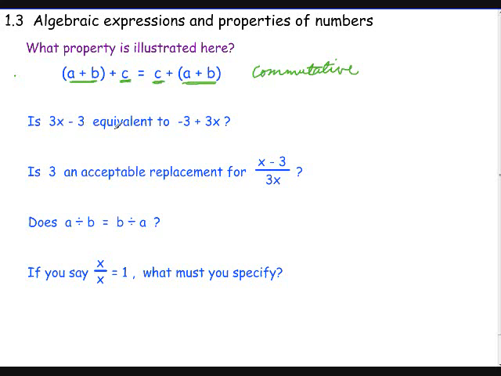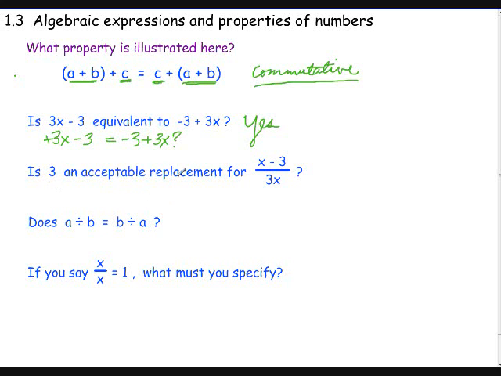Is this expression equivalent to this expression? Let's write it out. 3x minus 3. Is that equivalent to a negative 3 plus 3x? What's happened here? The only thing that's happened is they have changed their positions. So the answer is yes, that's the commutative property showing up again.